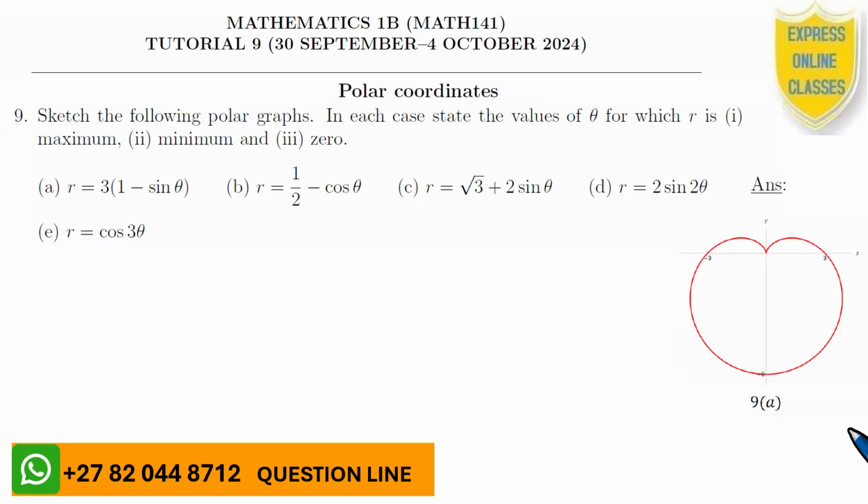So now let us deal with 9a. To deal with 9a, there are a couple of things you need to take into account. We have been given r equals 3 times 1 minus sin theta. The instruction is: sketch the following polar graphs. In this case, state the values of theta for which r is maximum, minimum, or 0.